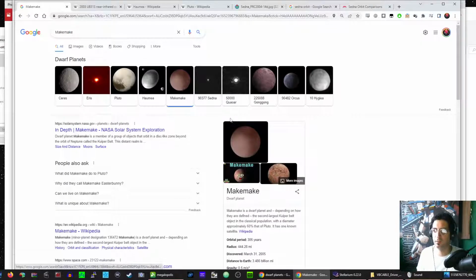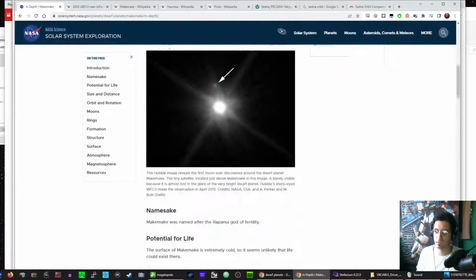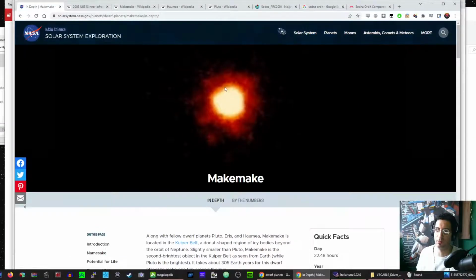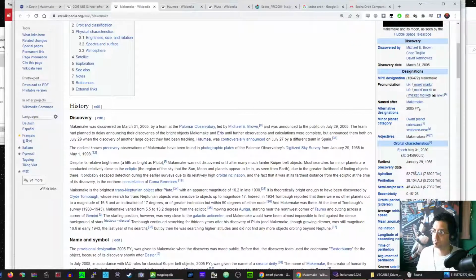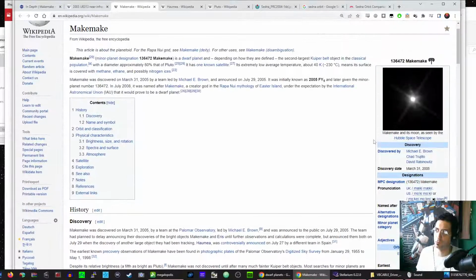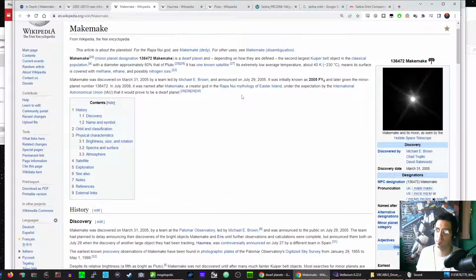Makemake. It's got a funny face on it. Once again, we got more detail on NASA's website. And once again, when you got a picture like this, you know the darn thing is far away. Perihelion and aphelion, 5 to 7 billion kilometers, or 38 to 52 astronomical units. Once again, this one's a clearer picture, but it looks like something I captured on my telescope.